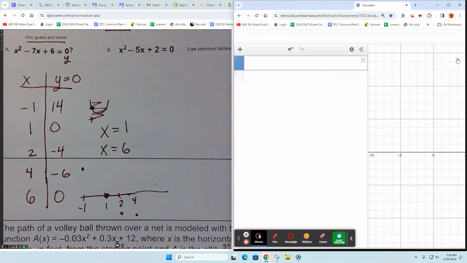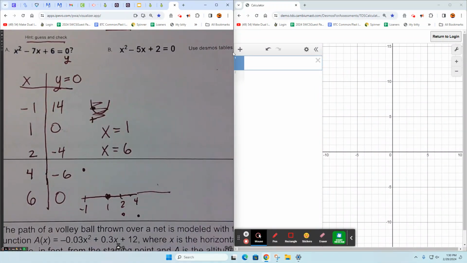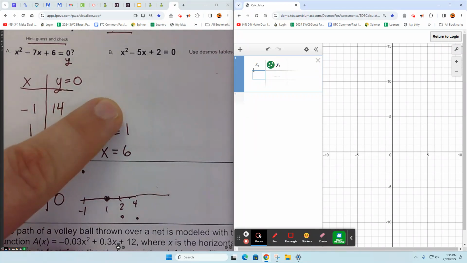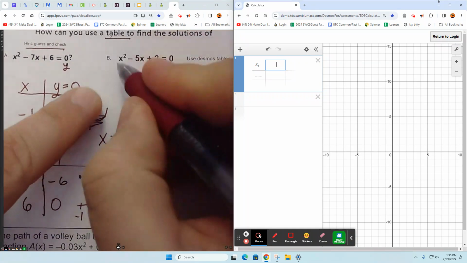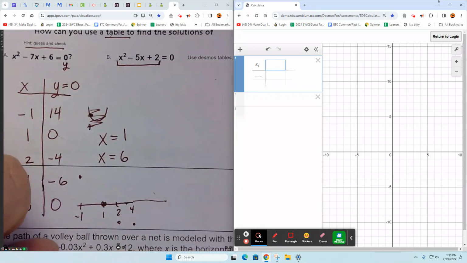And I said, let's use Desmos and create a table. I don't think we've used this much. If I go up there and hit table, notice how it says x1. I'm not allowed to type in y equals. I just say what y would equal. So on this side, I'm just going to type in that right there.